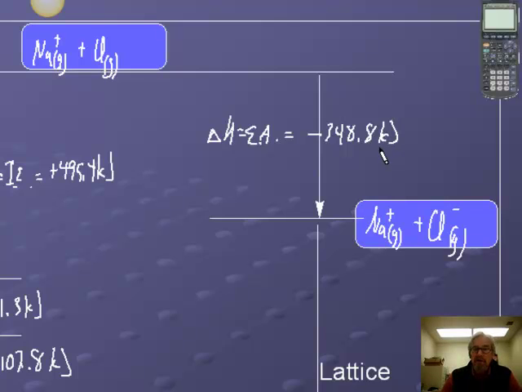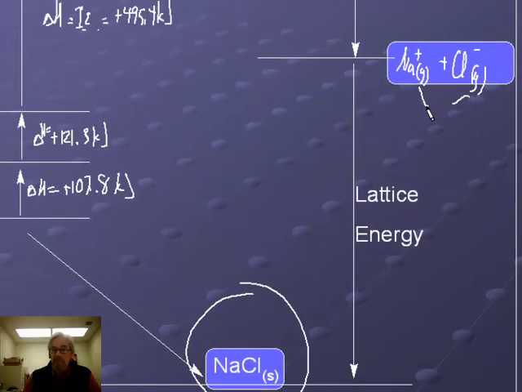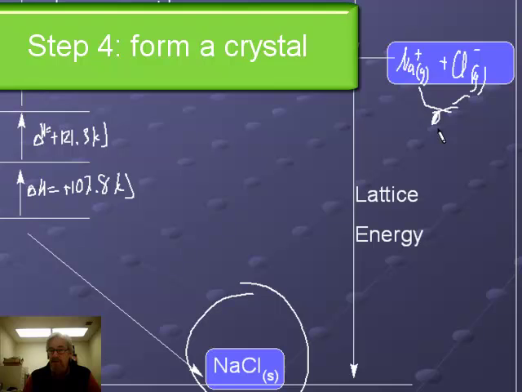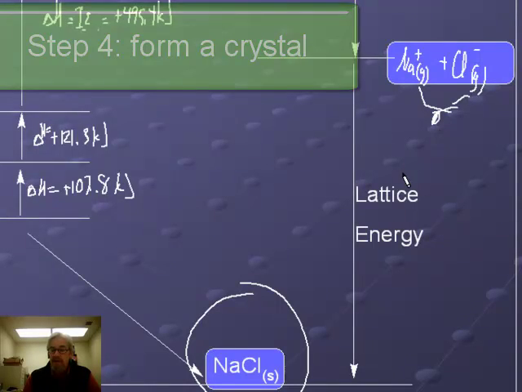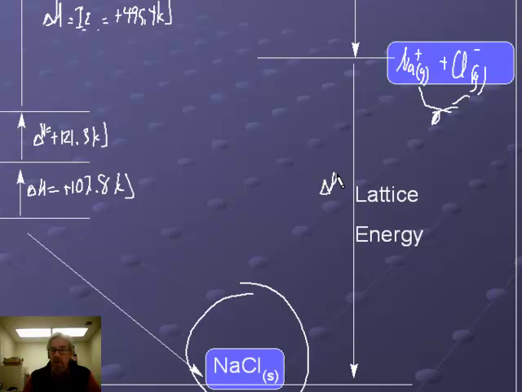And then the last step to becoming a solid sodium chloride crystal is that these gaseous ions have to move towards each other. And of course that's a release of energy because they're attracted to each other. Delta H for this process is what we call the lattice energy. And for these particular ions, that's minus 787.0 kilojoules for every mole.